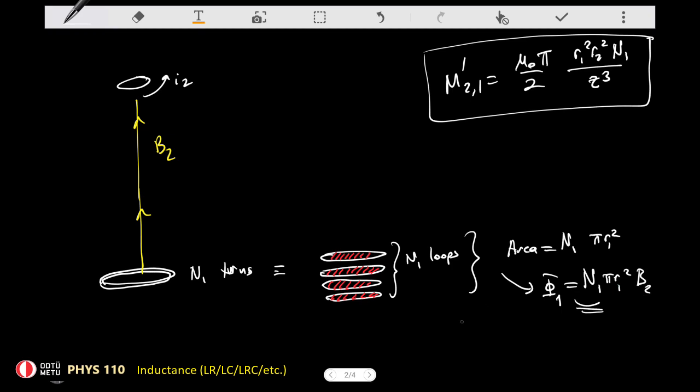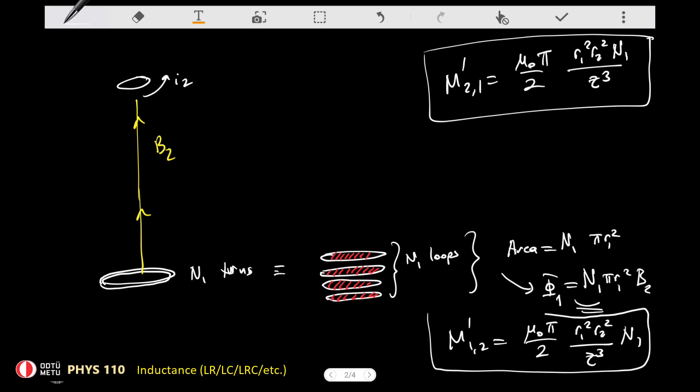So from here you deduce that M prime 12, basically the flux in the first circuit divided by the current in the second one, would be just multiplied with N1. So therefore this is mu 0 pi over 2 R1 squared R2 squared over Z cubed times N1. You can also think of it like that. But in any case, you're going to get the same result because we know that these two mutual inductance values are the same with each other.